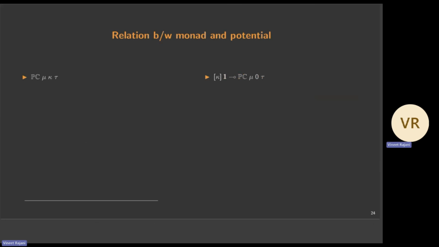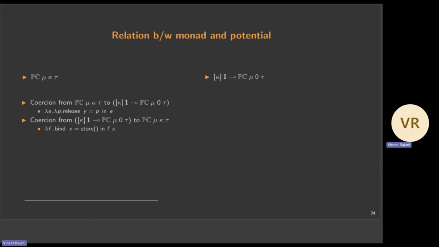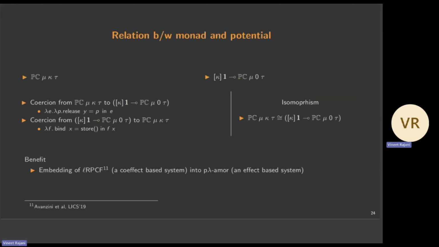So now the question is: is there a formal way to relate the two modalities? It turns out that if you have a term of the left hand side type, it can be coerced into a term of the right hand side type and vice versa. Additionally, the composition of these coercions gives you an identity. As a result, the two types are actually isomorphic. Now this isomorphism is not only interesting from a metatheory point of view, but also plays a crucial role in the embedding of LRPCF, which is a co-effect based system, into ours, which is an effect based system.